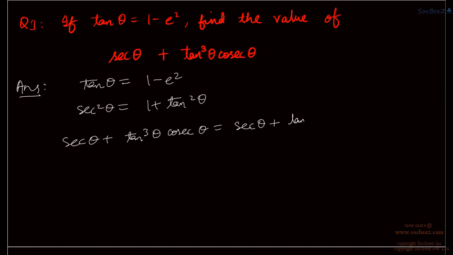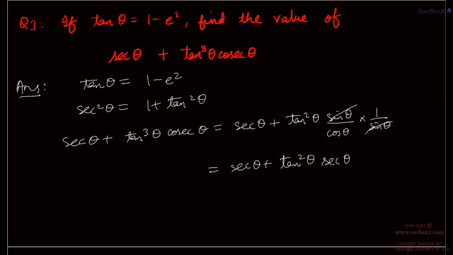and tan square theta. The remaining tan theta I will write as sin theta by cos theta. Now cosecant theta is nothing but 1 by sin theta. So what I have essentially done is I can cancel this sin theta here. So I'll get secant theta. Now 1 by cos theta is nothing but secant theta. So what I get is tan square theta plus 1 into secant theta, taking the secant theta common.